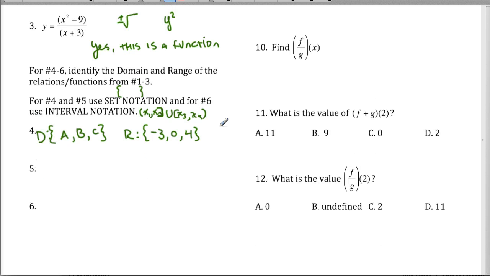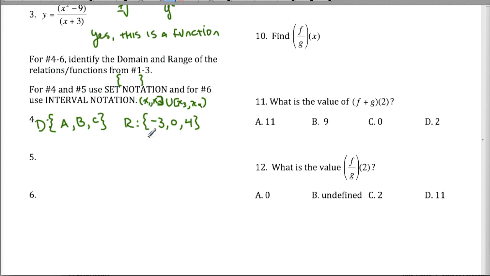Now I can't use set builder notation here because if I were to say something like with my range, y values such that y is between -3 and 4, what that would be saying is that all of the values between -3 and 4, so numbers like -2, -1, 0, 1, 2, 3, 4, those would be all represented. And here I know that those numbers like -2 and -1 are not part of my range. So that's why I can't use set builder notation. But set notation is just listing the elements.